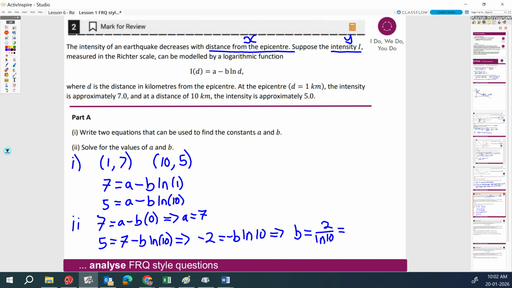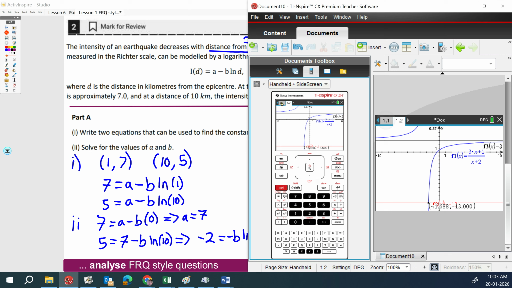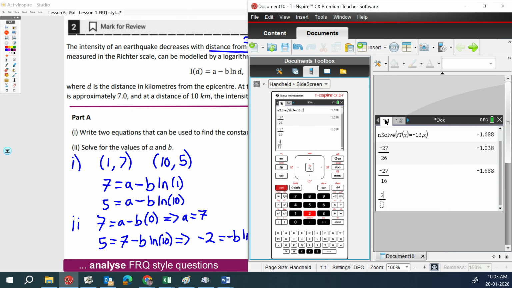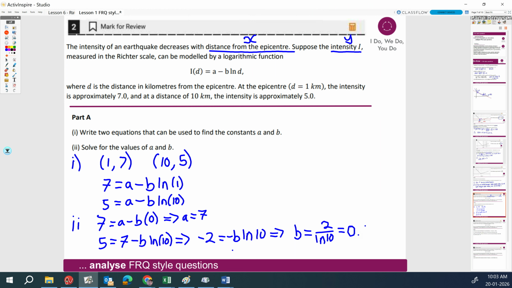Use the exact value in your calculations. Pull up a decimal approximation. So there is your exact value. Control Enter. There's your decimal approximation, 0.869. Here are our answers.